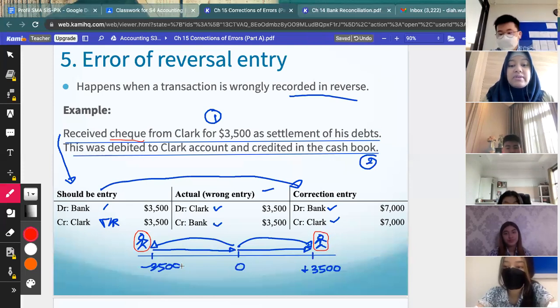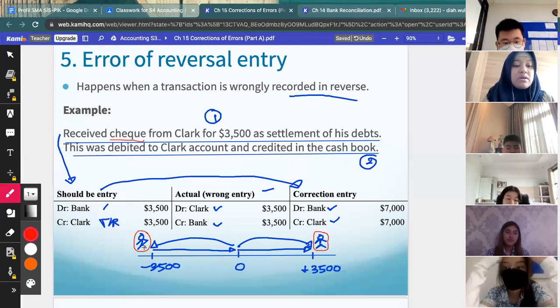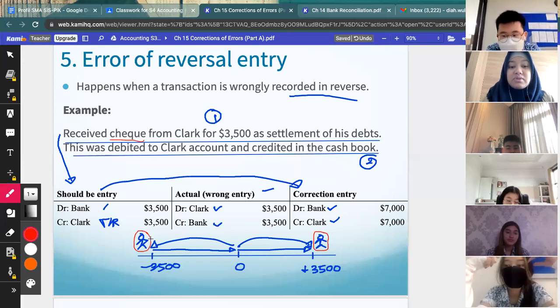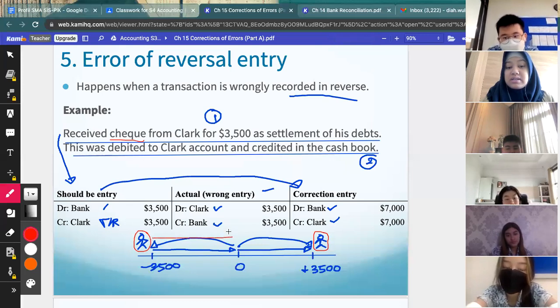So how can you move from the wrong position to the right position? You are making 2 steps. The first step is to cancel the 3,500, the first one that was deducted. So you go to the side, one step. It means you have to add 3,500, and then you have to step once more to make a correct entry. So that is why the amount here has to be doubled.